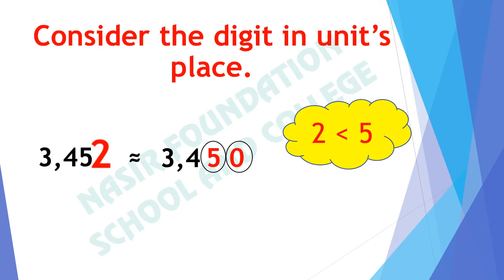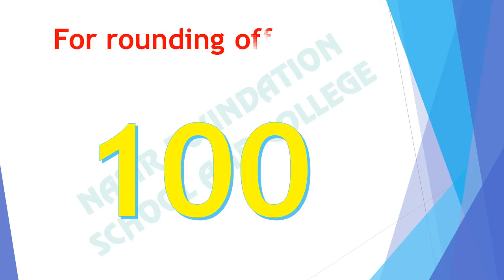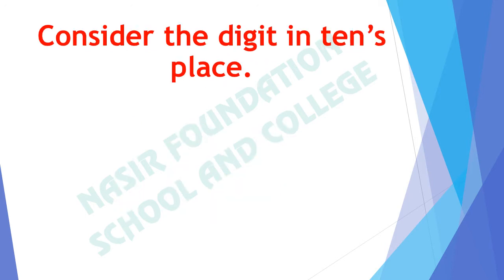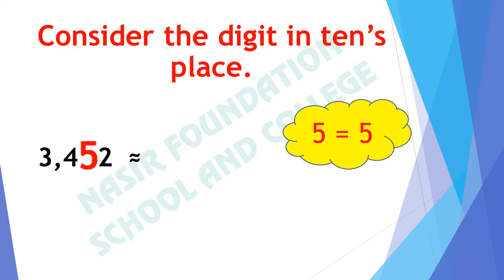It means if we want to round off the number 3452 to the nearest 10, the number will be 3450. If we want to round off a number to the nearest 100, we have to follow some rules. We will consider the digit in tens place. Here we have the number 3452. In tens place there is 5, and 5 is equal to 5.